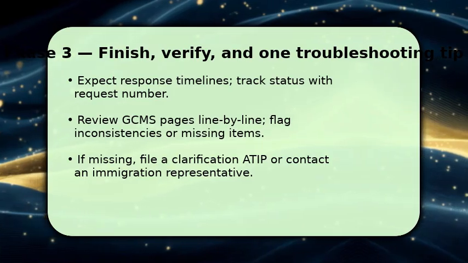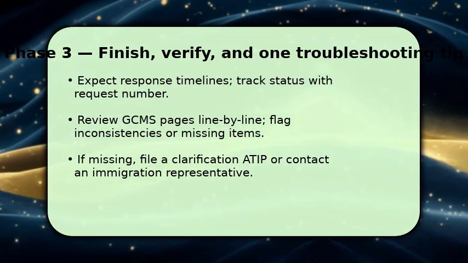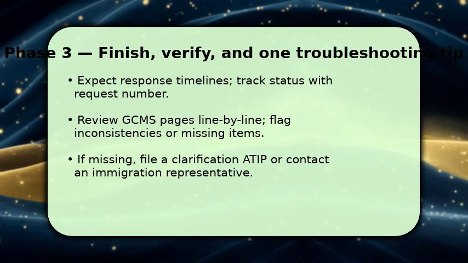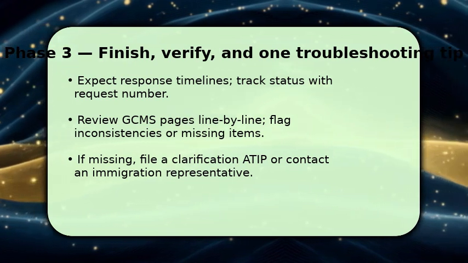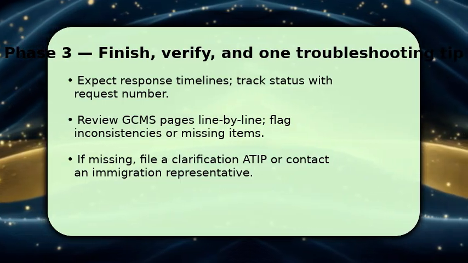If the file lacks details or appears redacted where it shouldn't be, request a clarification or submit a follow-up ATIP citing specific pages and missing sections. As a troubleshooting tip, keep copies of all correspondence to escalate if needed.